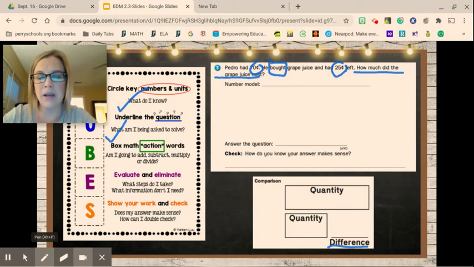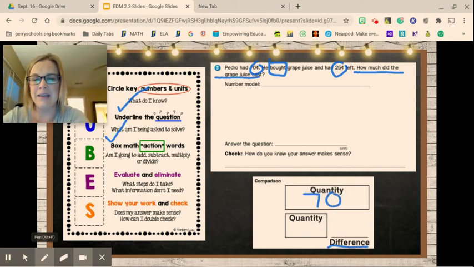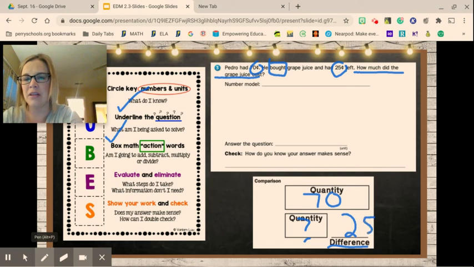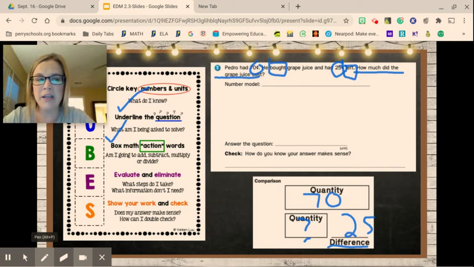So thinking about my quantity, I know that he started with 70 cents. And I don't know how much the grape juice is. That would be my other quantity. So I'm going to put in my question mark. But I do know how much he had left, which is 25. And actually that left could be another keyword. So normally I would subtract my two quantities to get the difference. Well, I don't know the quantity, but I can subtract the quantity and the difference to get how much the grape juice cost.